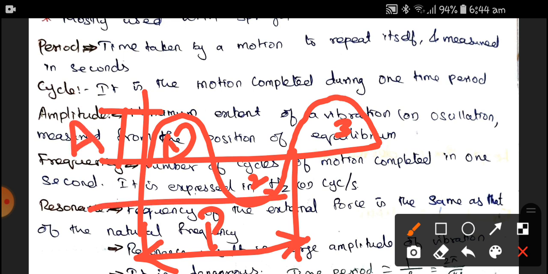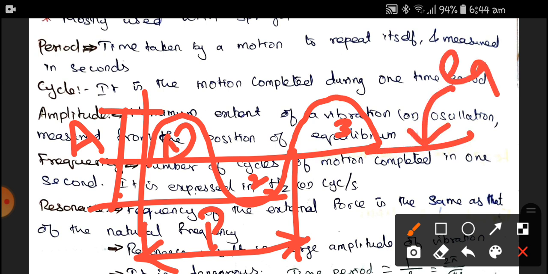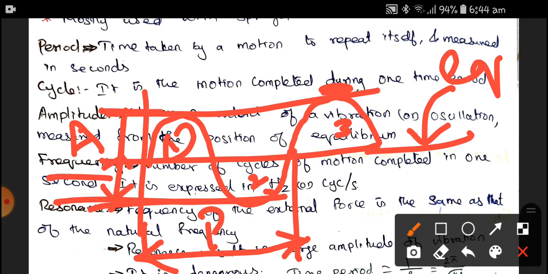Next is amplitude. The maximum extent of vibration or oscillation is measured from the position of equilibrium. So this is the equilibrium position. On the positive side, this is the maximum one. Therefore, this measured quantity is called an amplitude. On the negative side, this is the maximum. Therefore, this is called another amplitude.